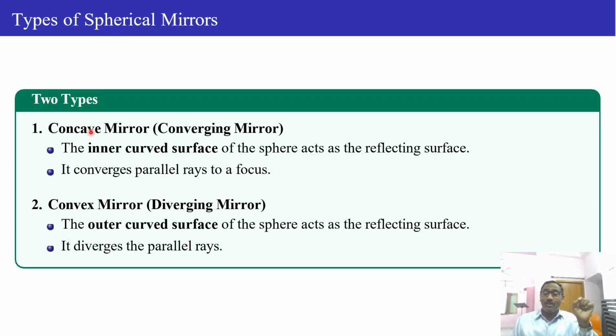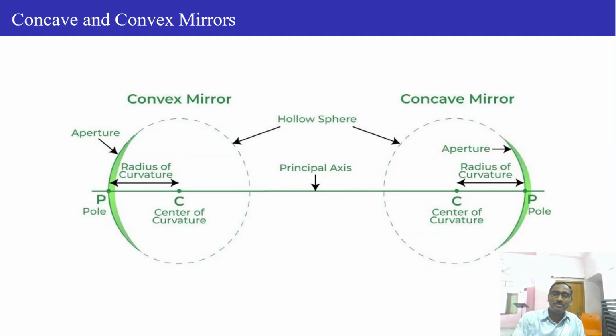What is the other name for a concave mirror? Converging mirror. What is the other name for a convex mirror? Diverging mirror. Okay, we will see all those in the diagrams.